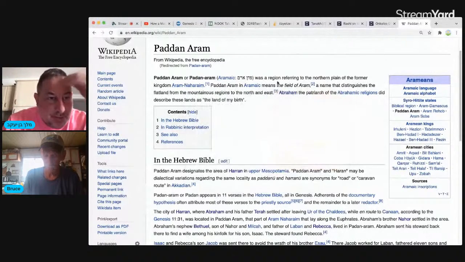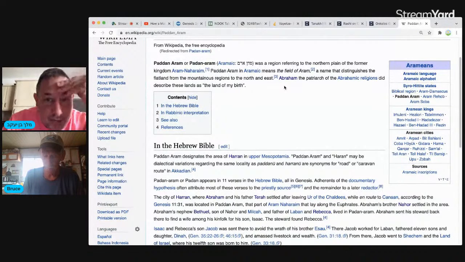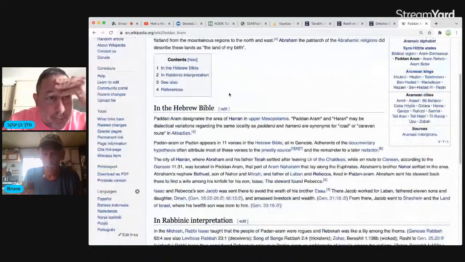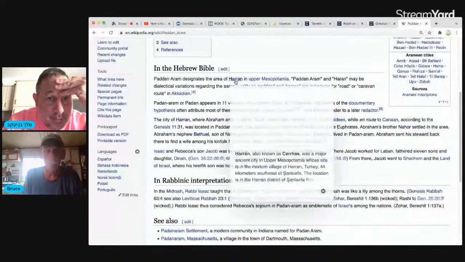So let's read a little bit about each one. So we know Haran is a city. We've located it in southeastern Turkey. Padan Aram in Aramaic means the field of Aram, a name that distinguishes the flatland from the mountainous regions to the north and east. Abraham, the patriarch of the Abrahamic religions, did describe these lands as the land of my birth. We saw that in, I think, two parshas ago. In the Hebrew Bible, Padan Aram designates the area of Haran in Upper Mesopotamia.